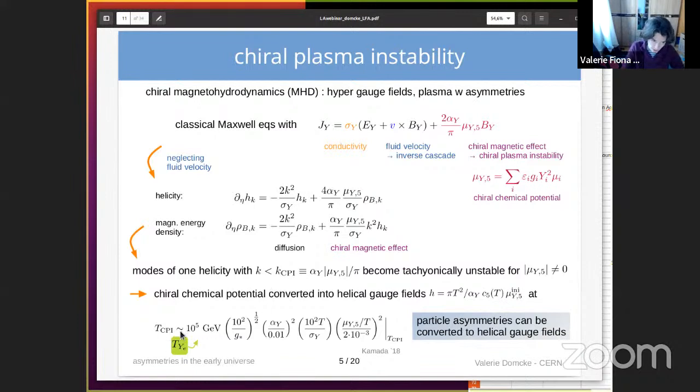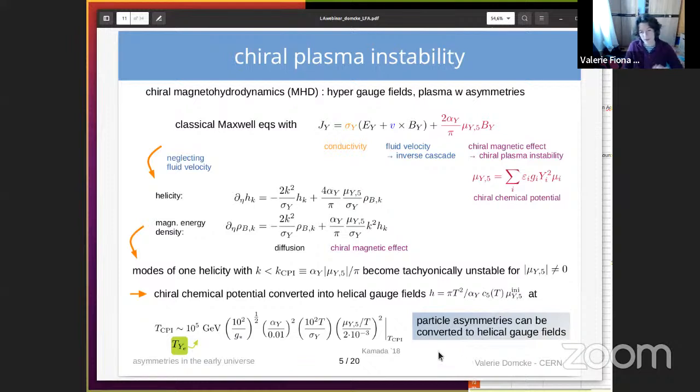And this temperature is given by, okay, here we have just some constants, which are the standard model values. But importantly, this temperature is proportional to the chiral chemical potential squared. And for values of the chiral chemical potential of around 10^-3, we find that this CPI temperature is about 10^5 GeV, which is the value at which the electron Yukawa comes into equilibrium. And that will be important in a second.